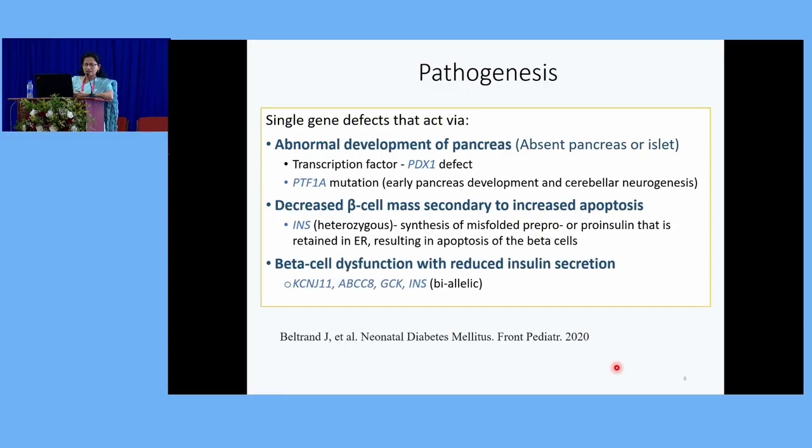So beta cell dysfunction with reduced insulin secretion, most important are the channel defect, the potassium channel defect, KCNJ11 and ABCC8. Apart from that, insulin gene, when biallelic, and glucokinase, GCK. We know it's a very important cause of MODY, but when autosomal recessive, if both the parents are affected, then you can have a baby with neonatal diabetes, and this is responsive only to insulin.